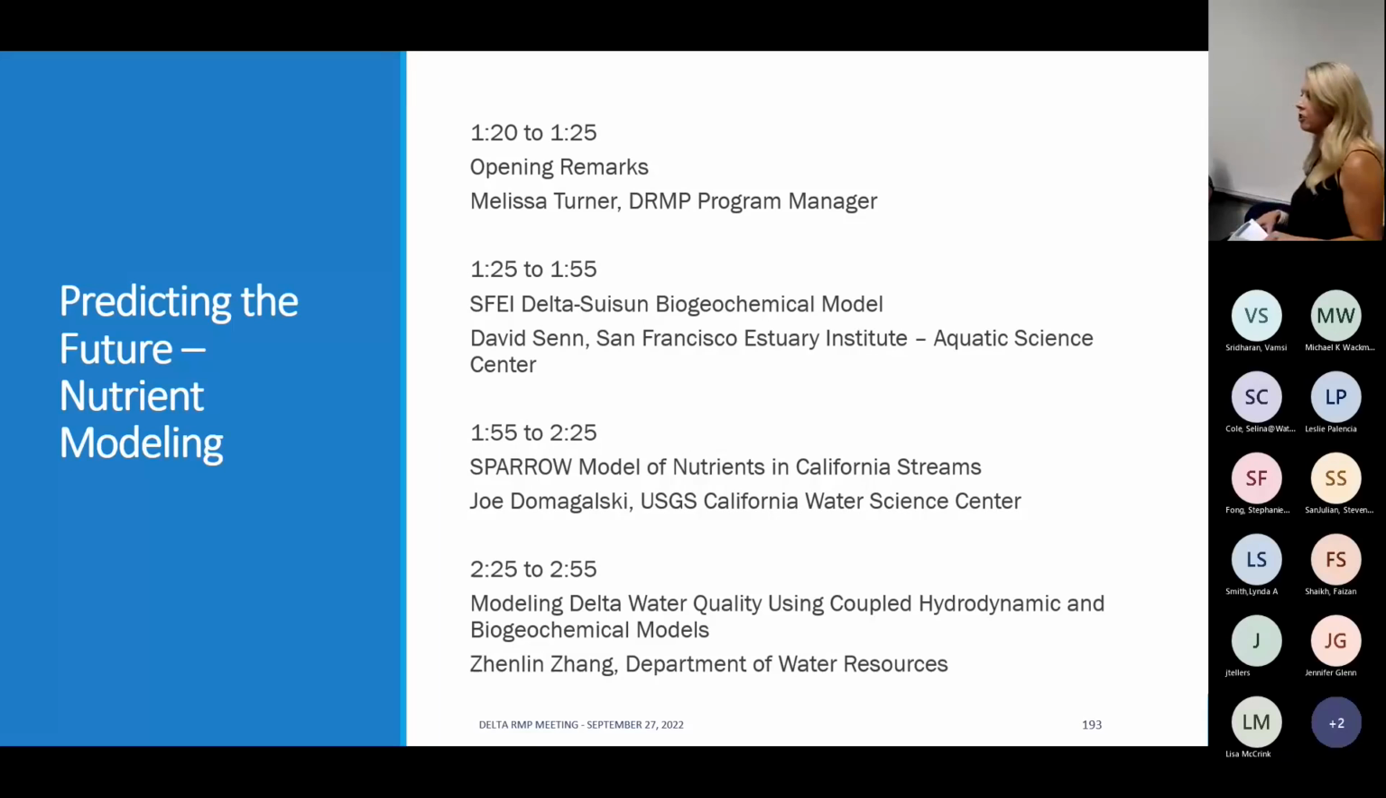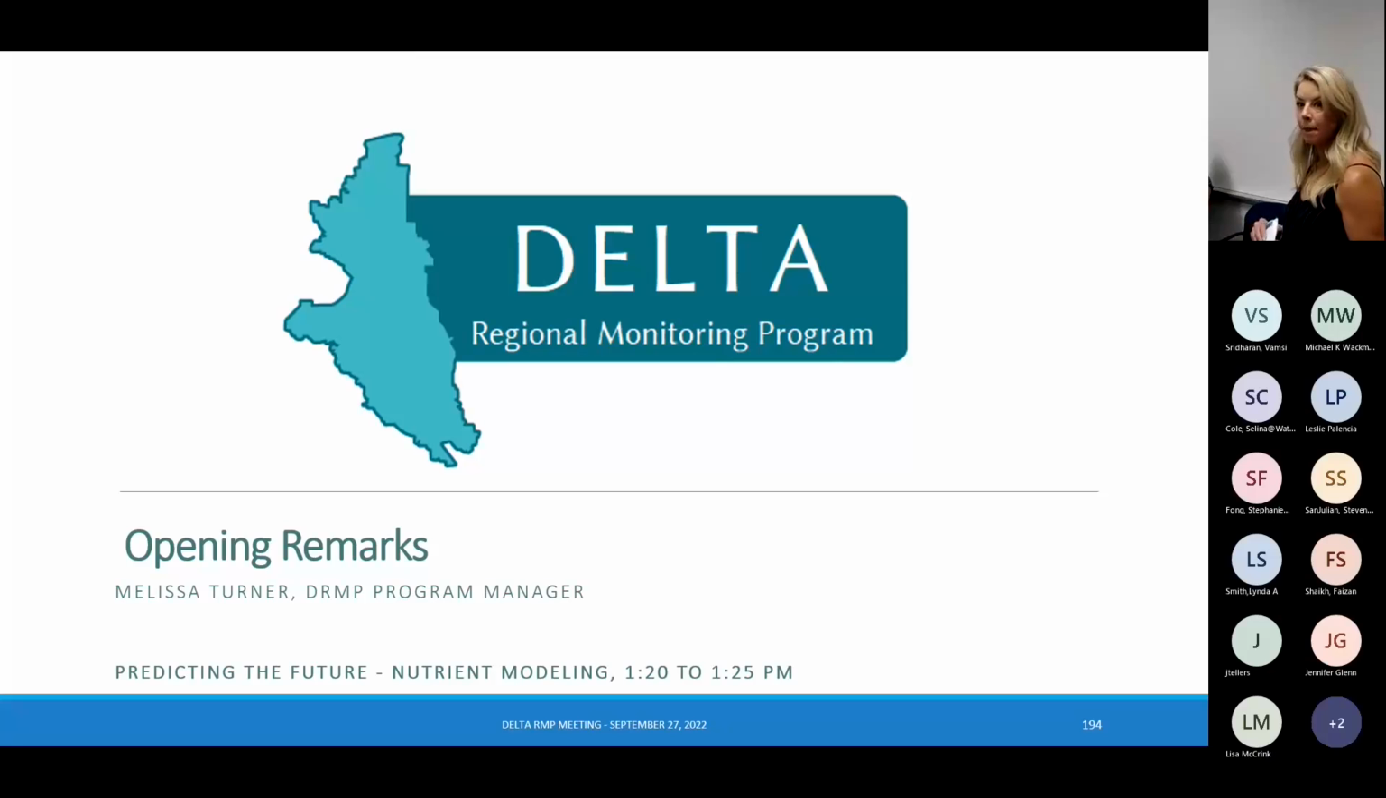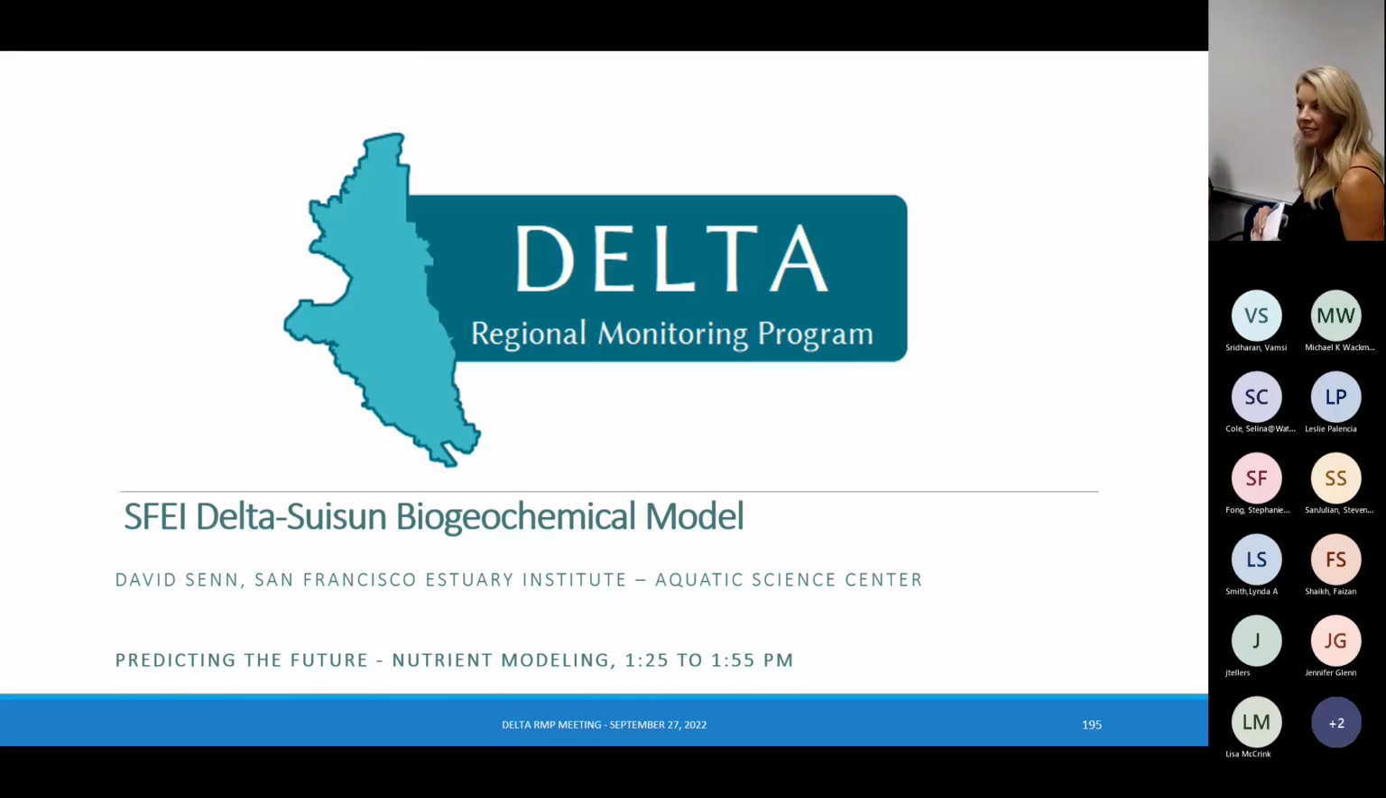And so with this session, we're going to hear a lot about what was talked about from our first couple of sessions about models and their importance for predicting management effectiveness, for understanding some of the different factors that feed into the nutrient cycling. And so this is a really good place then, before we hit our 4th session, to get an update on these 3 efforts. Okay, so I'm going to hand it off to Dave Senn.